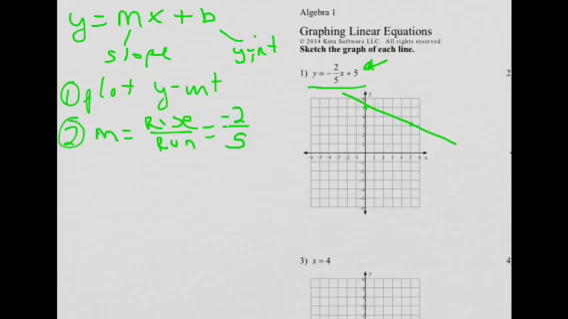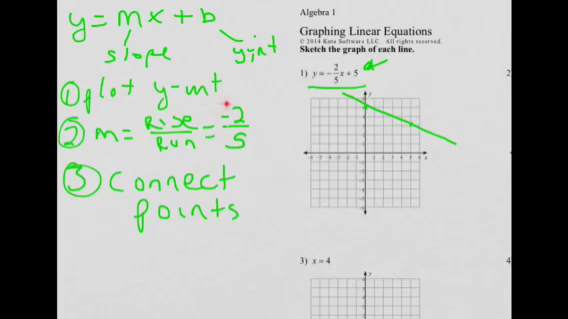So again, step 3, connect the points. Let's review the steps. Step 1 is plot the y-intercept. Step 2, do your action, your rise over run. And step 3, connect the points.